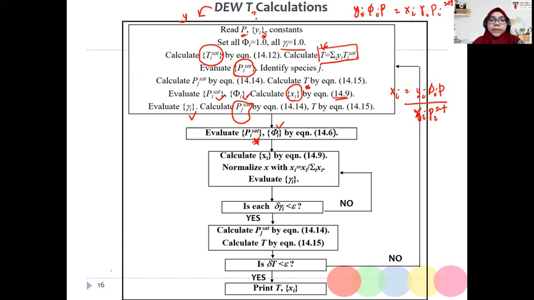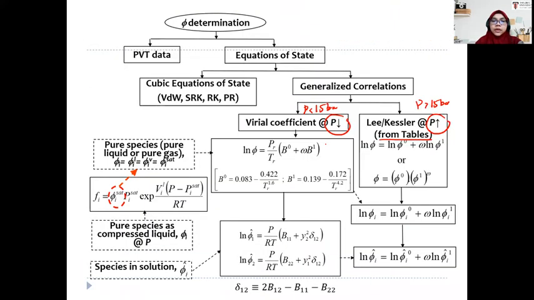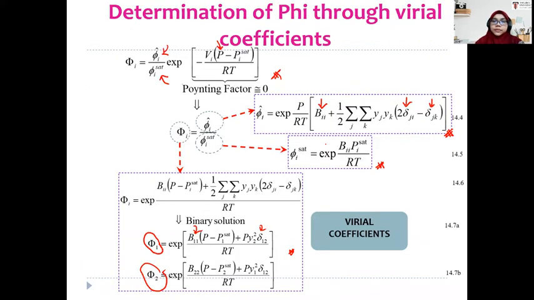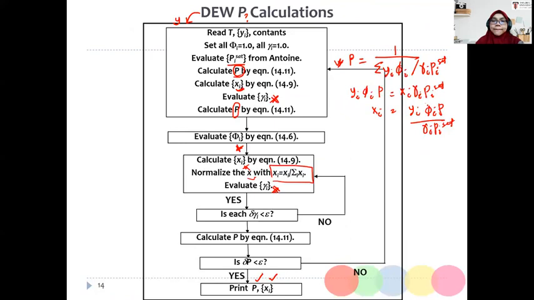Okay, we may evaluate the saturation pressure and also the fugacity coefficient using the virial equation, or equation 14.6. Okay, equation 14.6 is given here. This is equation 14.6 using the virial coefficient.